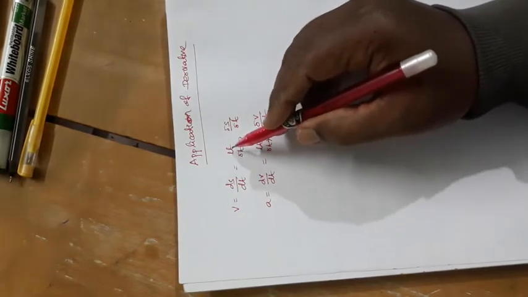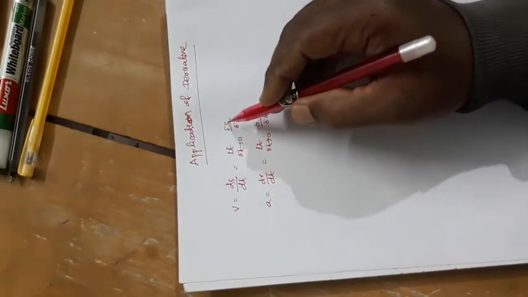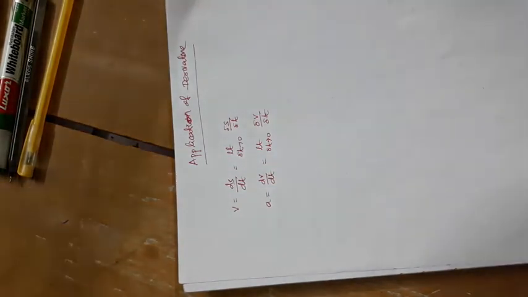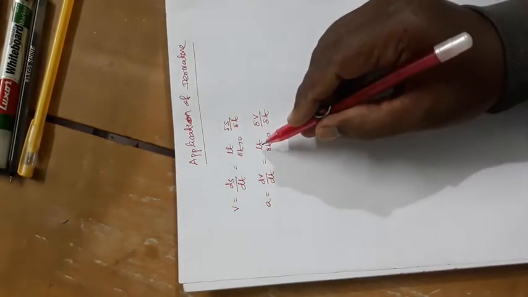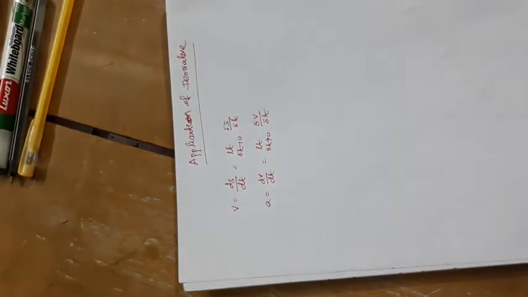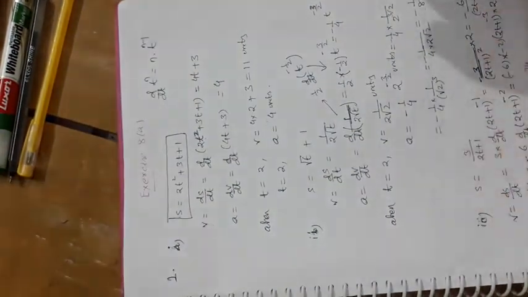ds by dt is limit delta t tends to 0 delta s by delta t. And what is acceleration? Acceleration is dv by dt. It is a limit delta t tends to 0 delta v by delta t. Now I am going to do some problems. Very easy problems are there in your book.